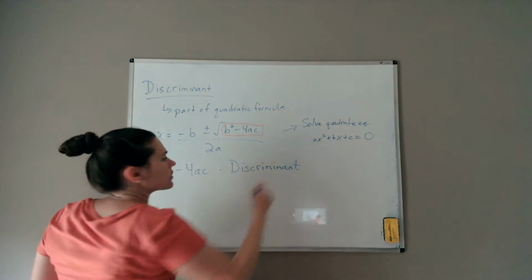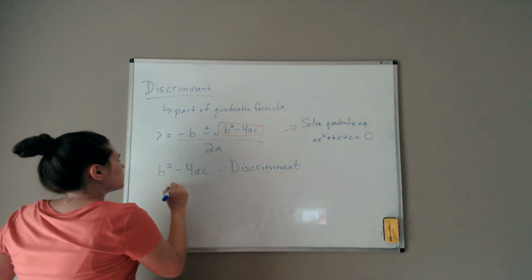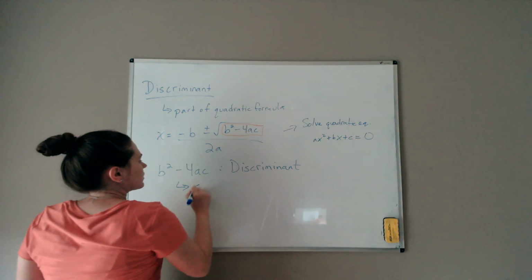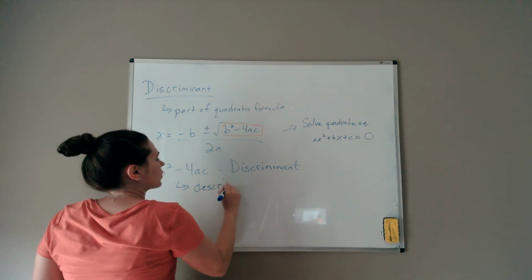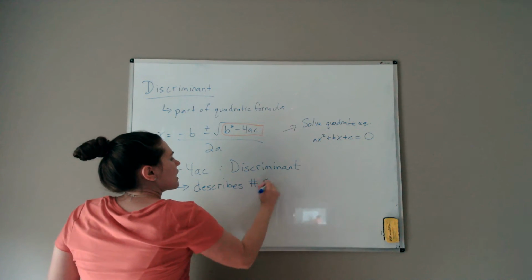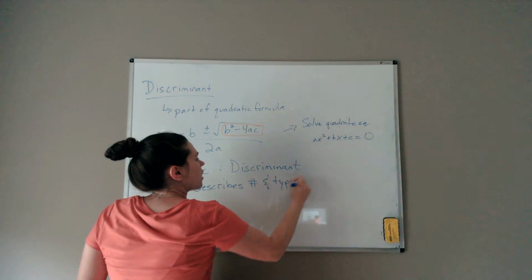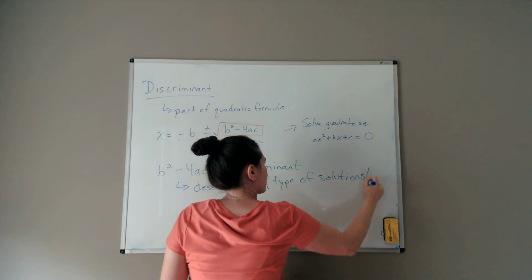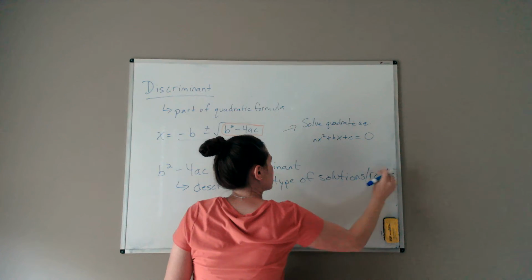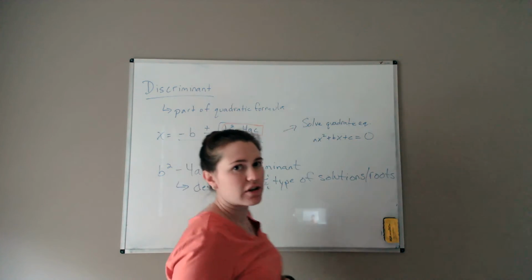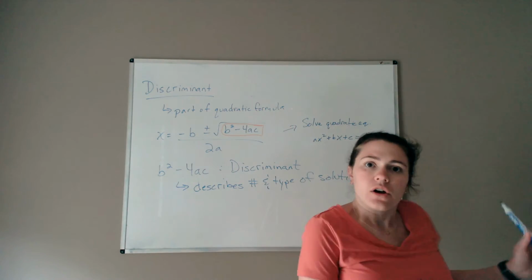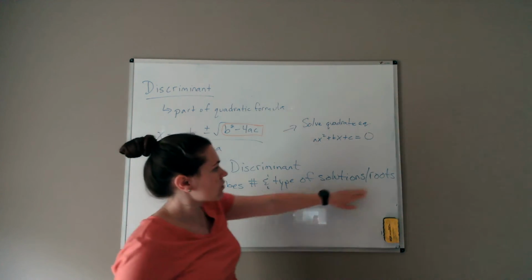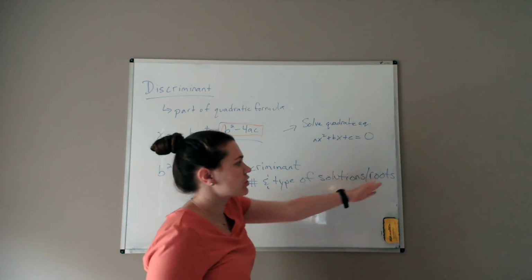And the reason why someone gave it a specific name is because if you know the value of the discriminant, okay, it describes for you the number and type of solutions you will have. Now, another name for solutions is going to be roots. Roots is when you're talking about it in terms of a function. Solutions is when you're talking about it in terms of an equation equals 0. Roots is when you're talking about setting a function equal to 0.